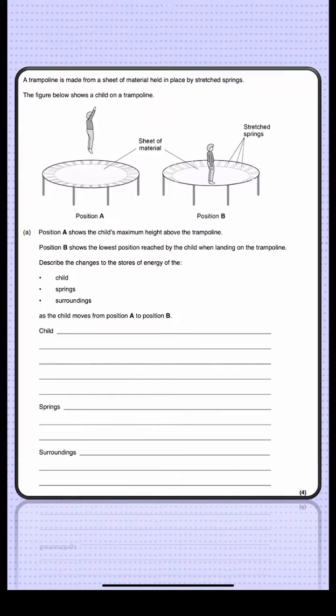All right, on to an exam question. So here we've got a child on a trampoline. There's two different positions. So this is position A, where the child is basically falling from that position to position B. They've landed on the trampoline in position B and they've basically stretched it a bit. So they're kind of still at that point. The question asks, describe the changes to the stores of energy. So remember the 8 different stores that we looked at of the child, spring and surrounding.